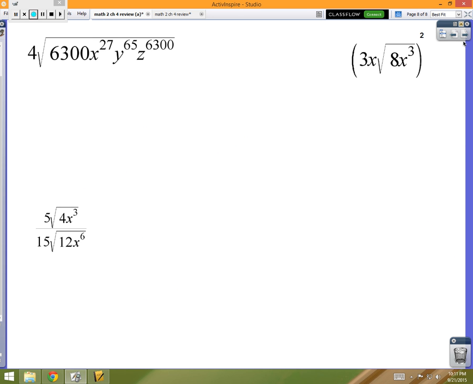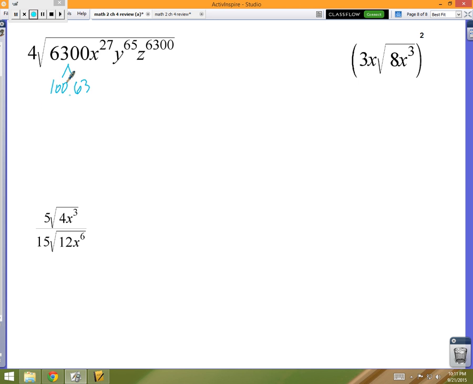Okay, last page. Looks ugly. This looks pretty tough. So let's start by seeing what is inside of 6,300. 6,300, divide it by 100. So 63.